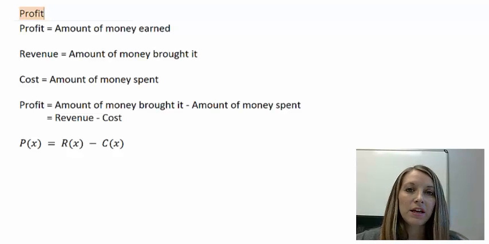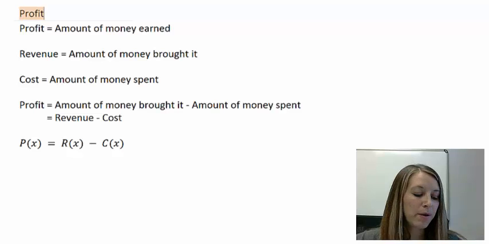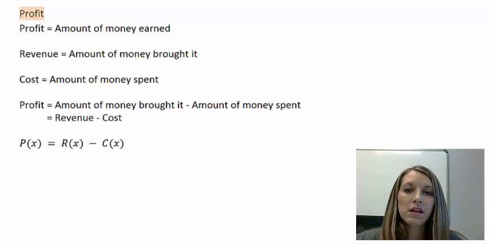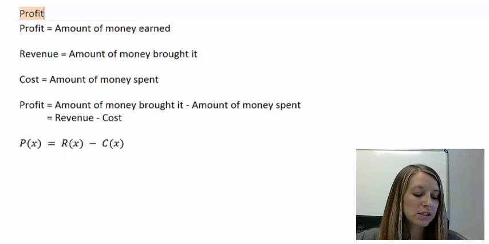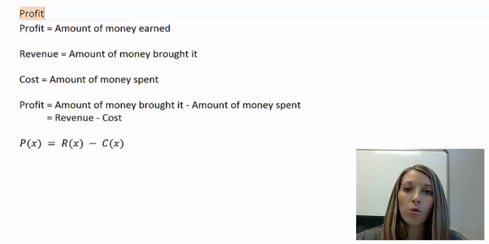So profit is, of course, the amount of money earned. To figure out our profit, we have to base it off of revenue and cost. Revenue is the amount of money that you're taking in, and cost is the amount of money that you're spending, the amount of money that you're putting out. So profit is the amount of money brought in minus the amount of money that you've spent, or revenue minus cost.